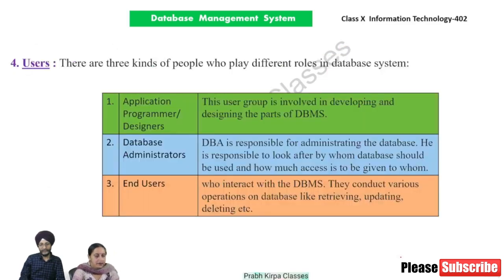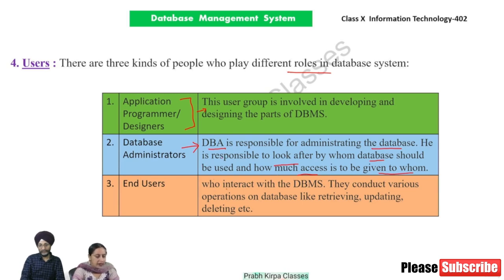Fourth, users. There are three kinds of people who play different roles in a database system. Number one, application programmers or designers. This user group is involved in developing and designing the parts of DBMS. Number two, database administrators. The DBA is responsible for administrating the database. He is responsible to look after by whom the database should be used and how much access is to be given to whom. We may be asked in the examination what is the meaning of DBA.